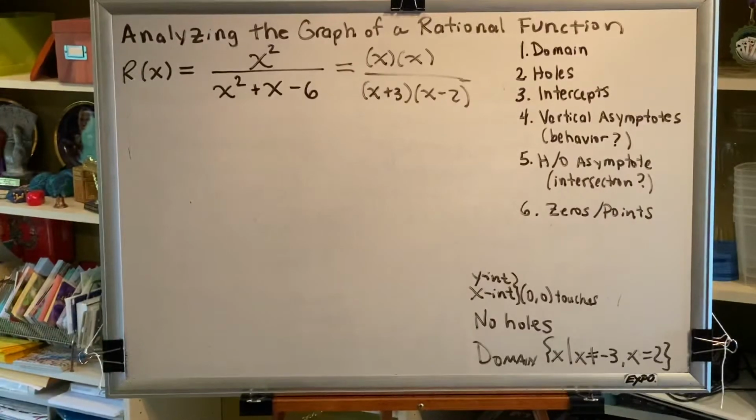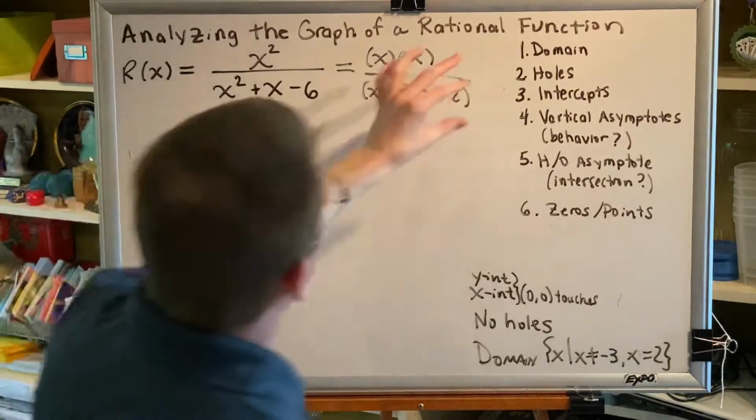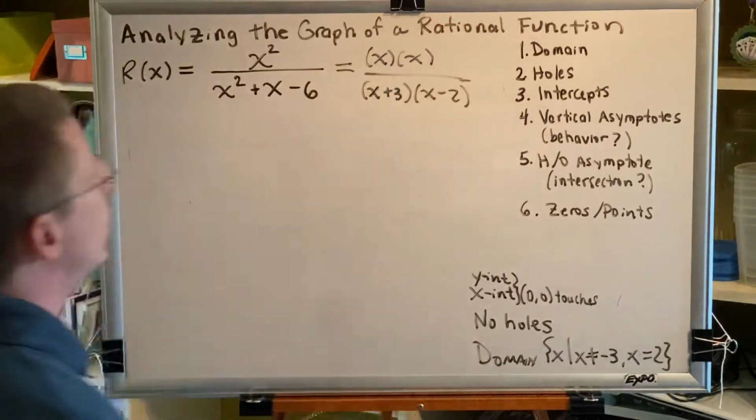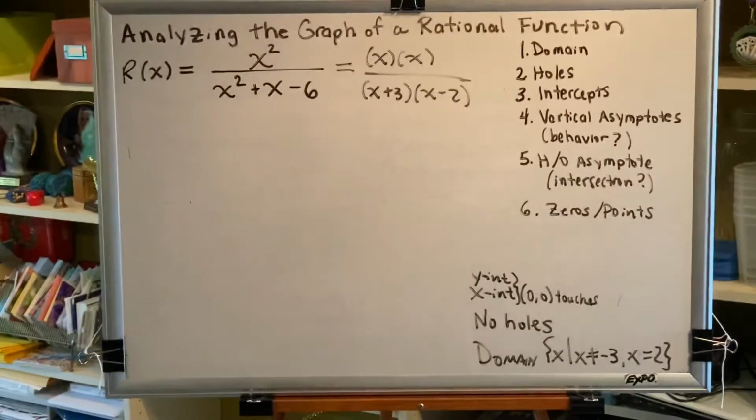The topic of this video is analyzing the graph of a rational function. This is a continuation of the previous video. Okay, so in our previous video we completed steps 1, 2, and 3. We're now moving on to steps 4, 5, and 6. Let's talk about step 4, vertical asymptotes.